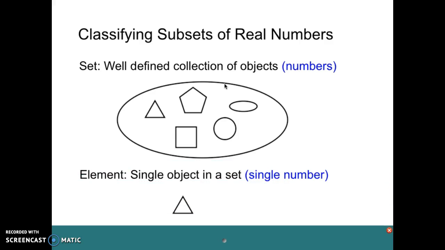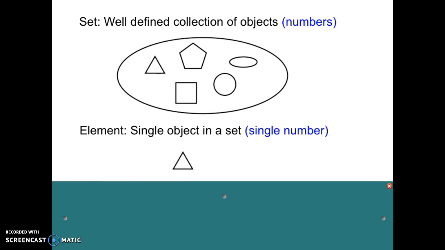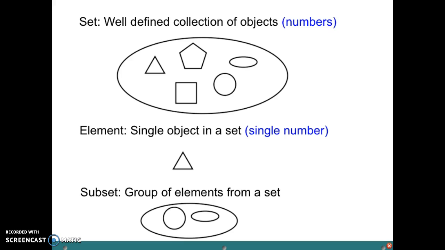An element is a single object in a set. The triangle is an example of one of the geometric shapes in my set. We will be looking at individual numbers here in a little bit. And a subset is a group of elements from another set. For my example, I've picked the round objects out of the geometric shapes.